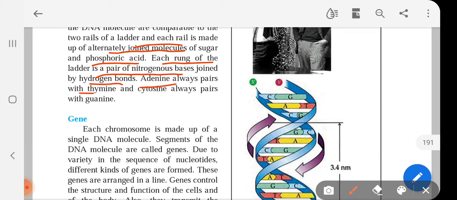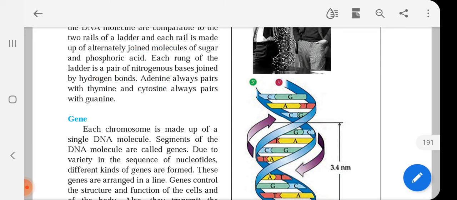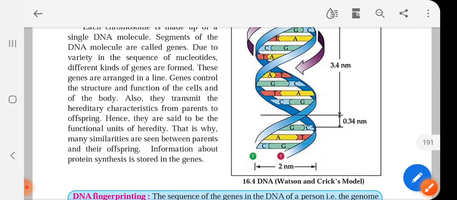Adenine always pairs with thymine and cytosine always pairs with guanine. Okay, so this is how DNA looks.